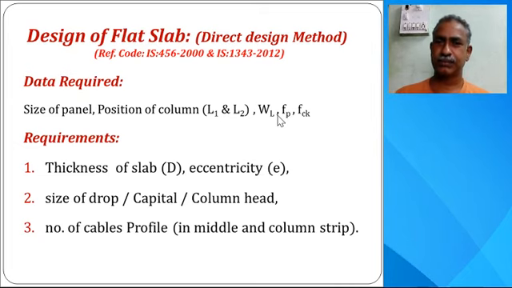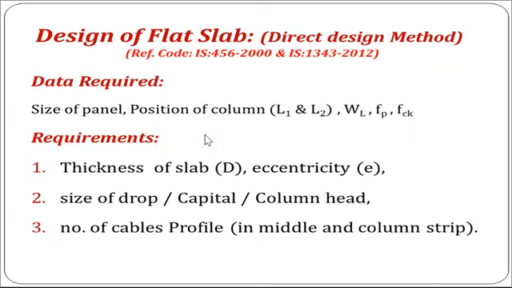Now what are the design steps? For the design of the flat slab, we use the direct method. We can refer to both IS 456 as well as IS 1343. Now what is the data required? In this case we require the size of the panel and position of the column, that is L1 and L2, the longer span and shorter span. WL is the external load, FP is the stress in the tendon or pre-stressing wire, and FCK is the characteristic strength of the concrete.